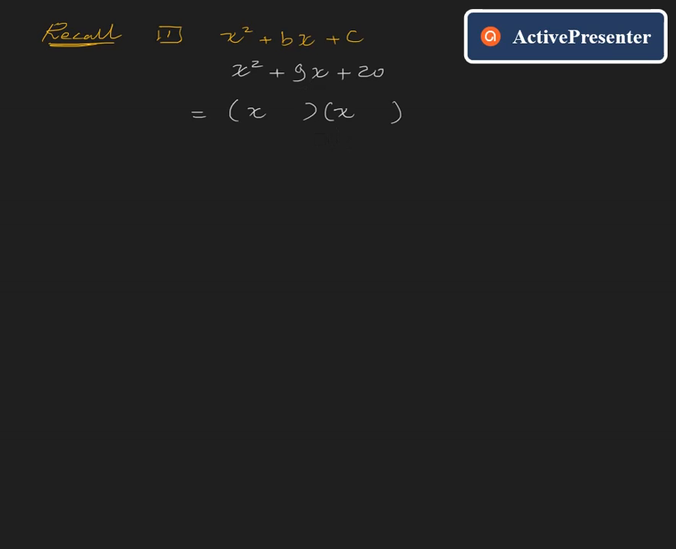Okay, what are they? They are plus 5 and plus 4. If you multiply plus 5 by plus 4, you will get 20. If you add them, you will get 9. Let's check the outer here. X multiplied by 4 is 4x, and the inner, 5 multiplied by x, is 5x. When you add them together, you will get 9x, which is the middle term. Then your answer, or your factoring, is correct.